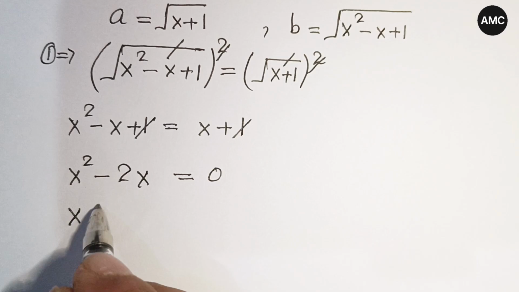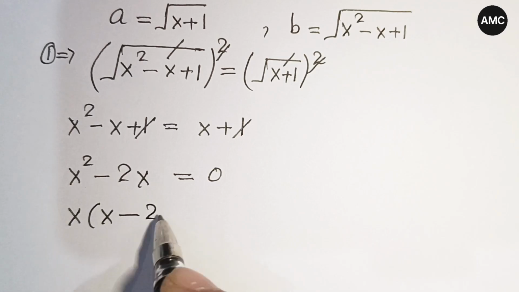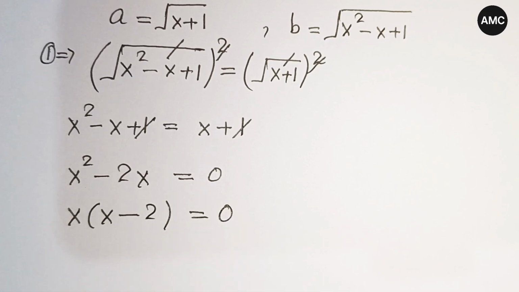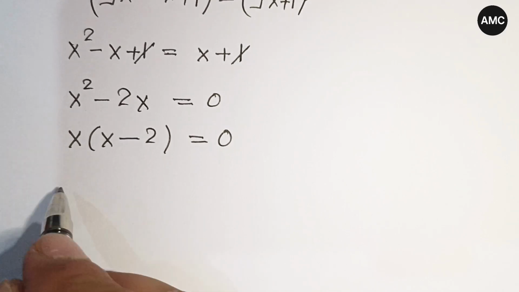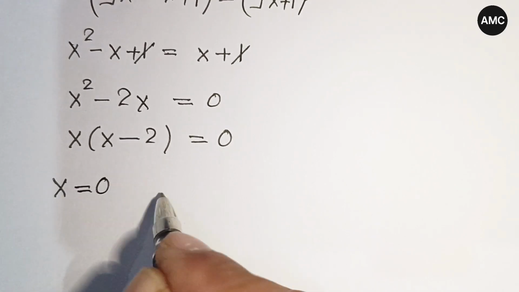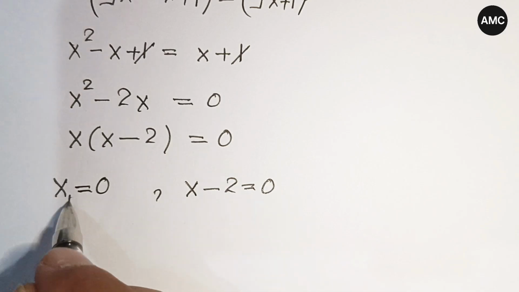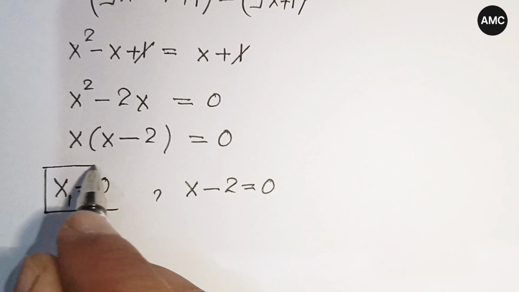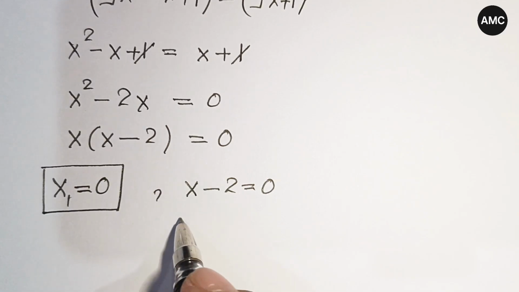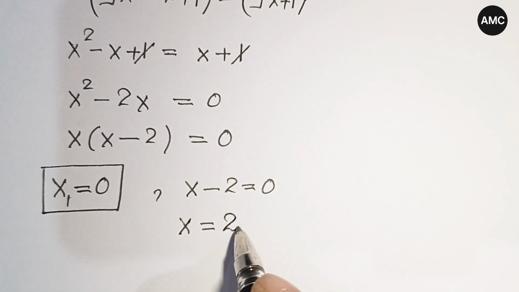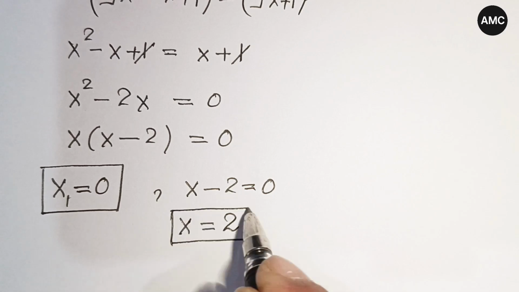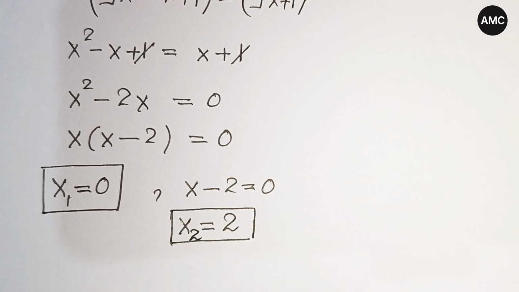So here taking x common, we have x times x minus 2 is equal to 0. Now we have two possible solutions, that x is equal to 0 and x minus 2 is equal to 0. So it is our first solution of x, that x1 is equal to 0, and from this equation we get x is equal to 2. So it is our second solution of x.